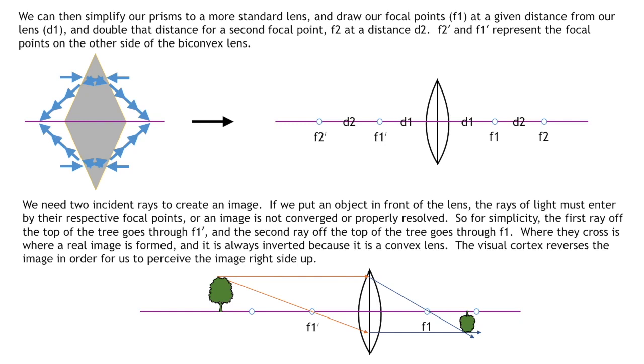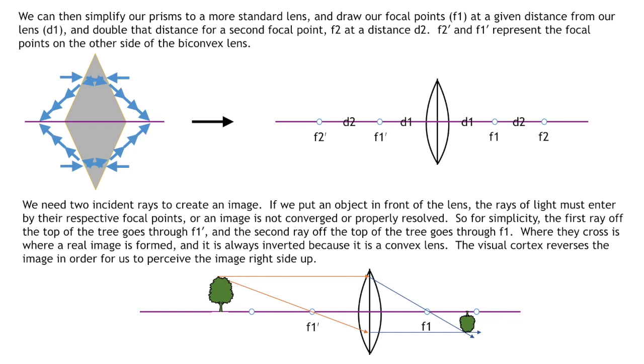So we need two incident rays to create an image. If we put an object in front of the lens, the rays of light must enter by their respective focal points, or an image is not converged or properly resolved on the other side. For simplicity, the first ray off the top of the tree goes through f1 prime, and the second ray off the top of the tree goes through f1.